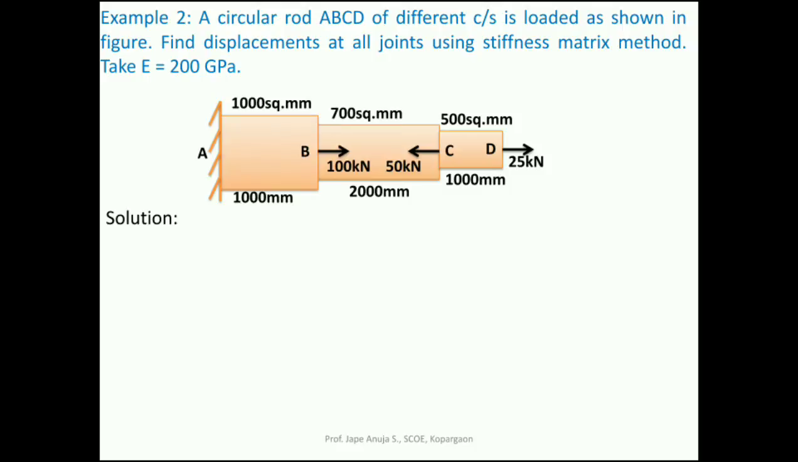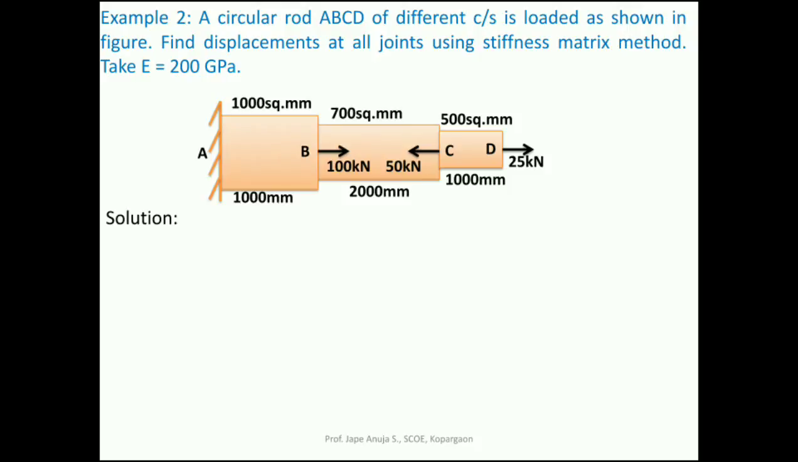So different cross sections are mentioned here. For the very first bar element, AB, the cross section is 1000 mm square, for the second 700, and for the third 500. The lengths of these three members are also mentioned at the bottom of the bar elements: for AB 1000, for BC 2000 and for CD 1000 mm. Also the loading condition is shown: at B 100 kilonewton in the right direction, at C 50 kilonewton in the left direction, at D 25 kilonewton in the right direction.